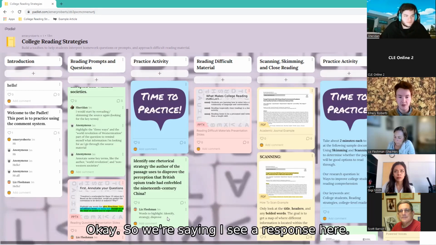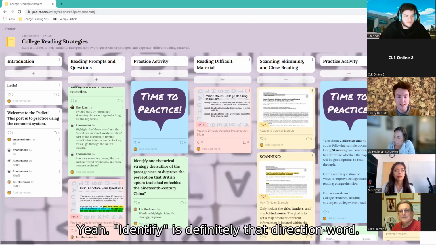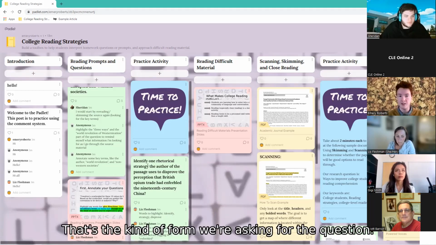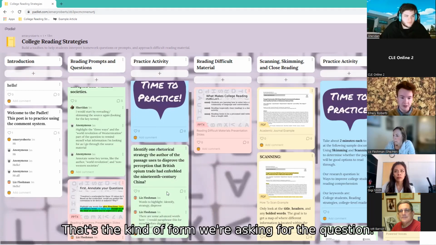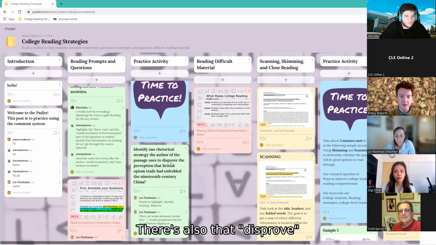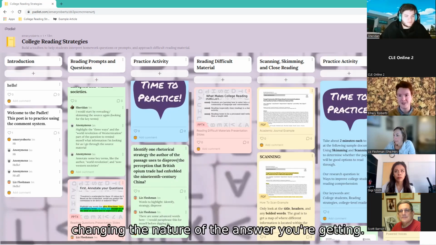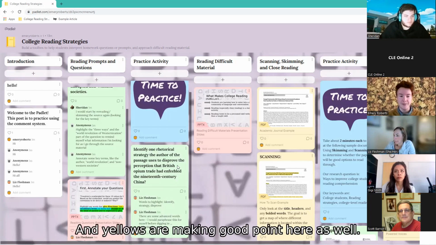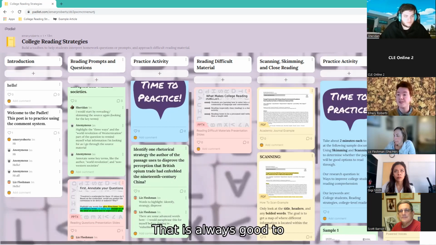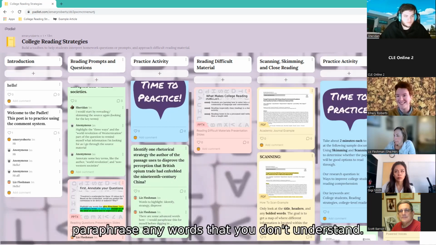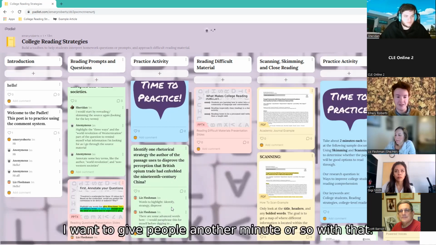Okay, so I see a response here. Yeah, identify is definitely that direction word. That's the kind of form we're asking for in the question. There's also that disprove in the middle of that question, one of those sneaky words that's changing the nature of the answer you're getting. And yeah, Liz, you're making a good point here as well, that it's always good to paraphrase any words that you don't understand. So I want to give people another minute or so with that.